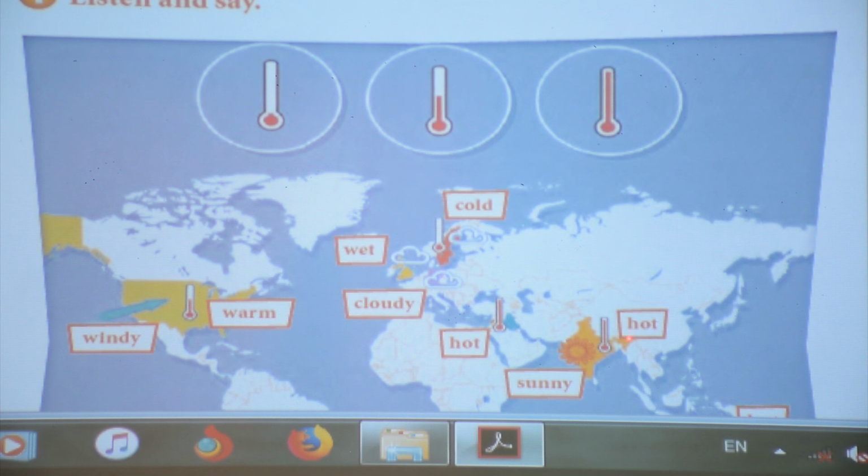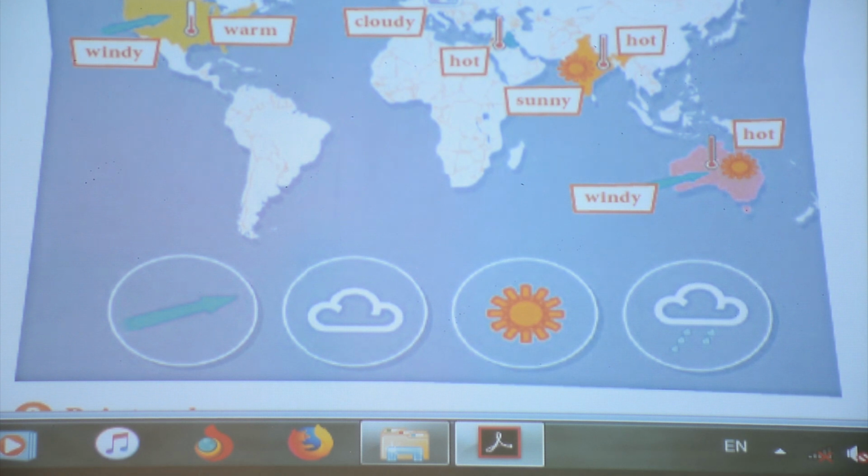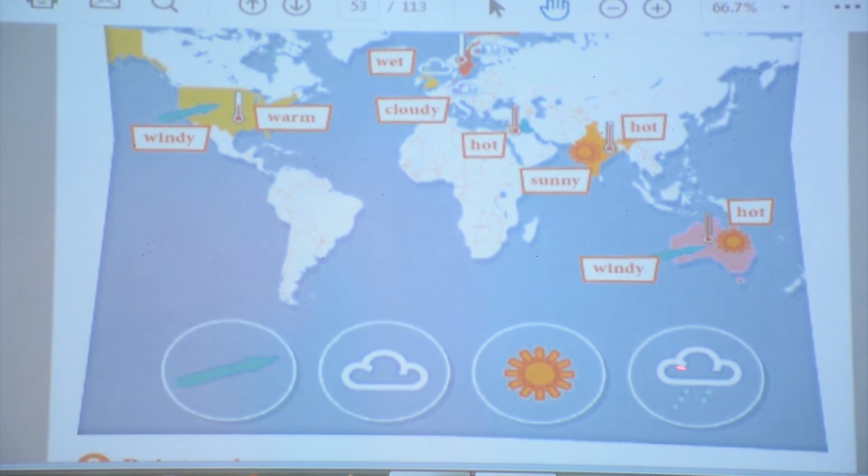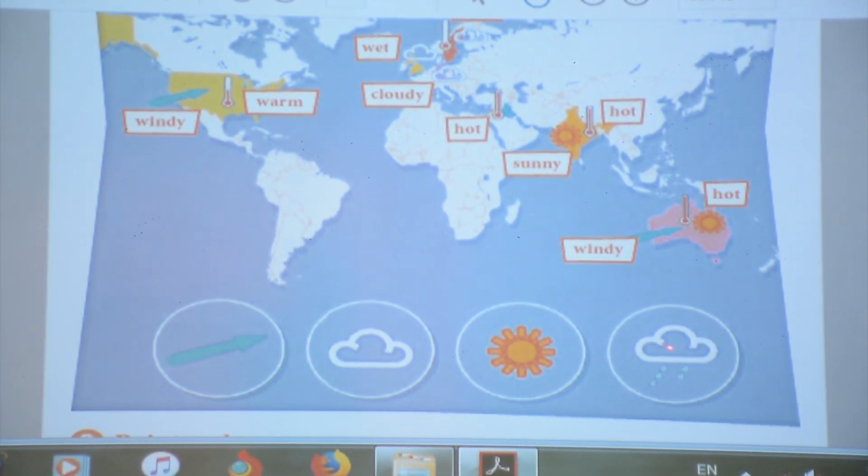It describes hot weather. If you look at here, again, it means hot. This picture means hot, okay? And directions mean windy. Again, if you look at this picture, the first one is used for what? Windy, cloudy, what is it? It is sunny, and this one is wet.